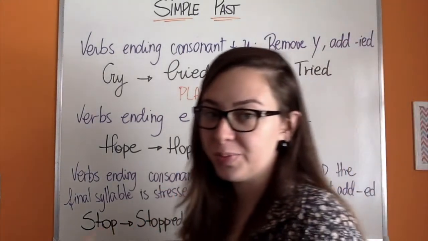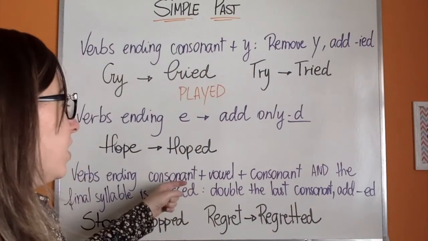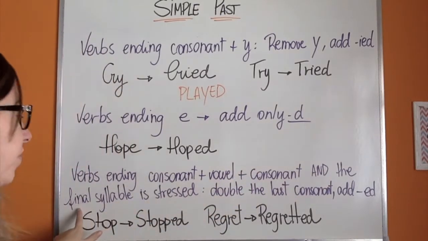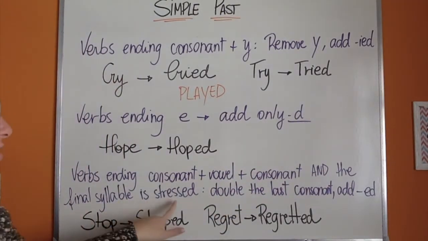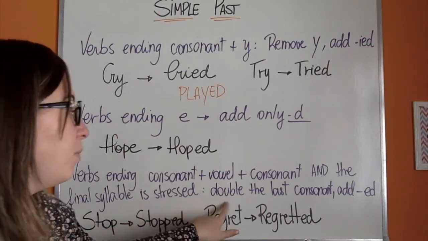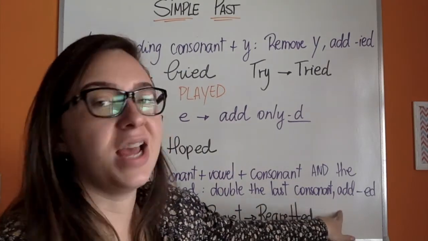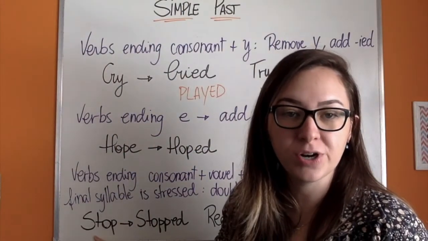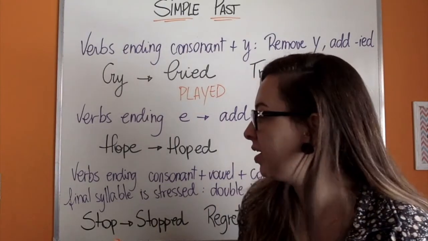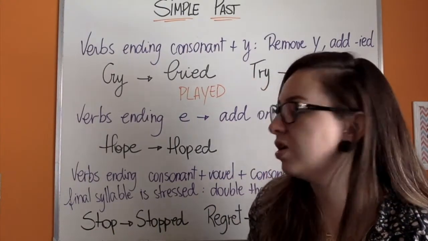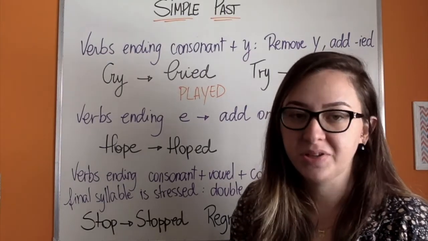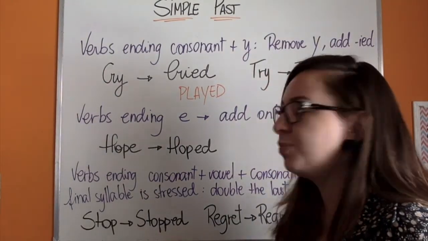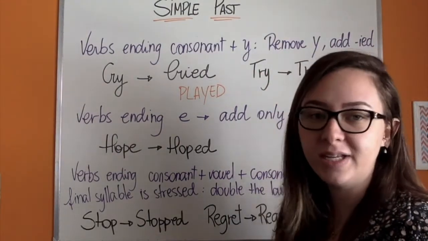If you have a verb that ends in a consonant, vowel, consonant, and the final syllable is stressed, double the last consonant and add ed. For example, stop. This verb has only one syllable and it finishes consonant, vowel, consonant. So you double either way. It doesn't matter which one is stressed. You only have one, so it must be stressed. You double the p, and add ed.